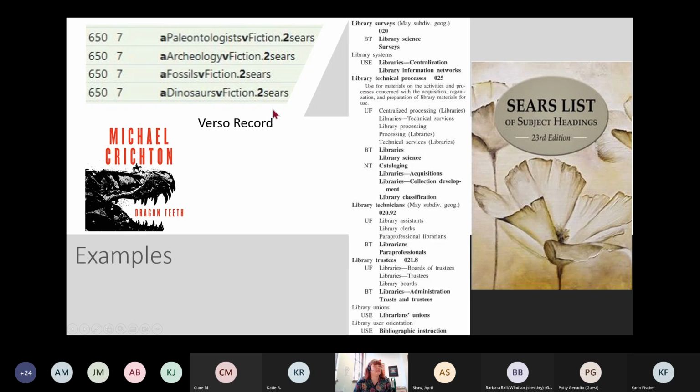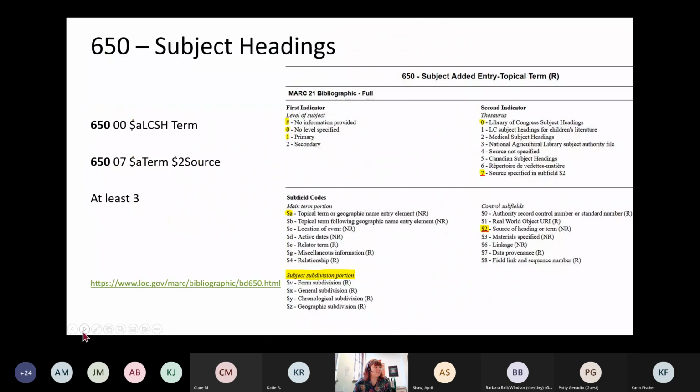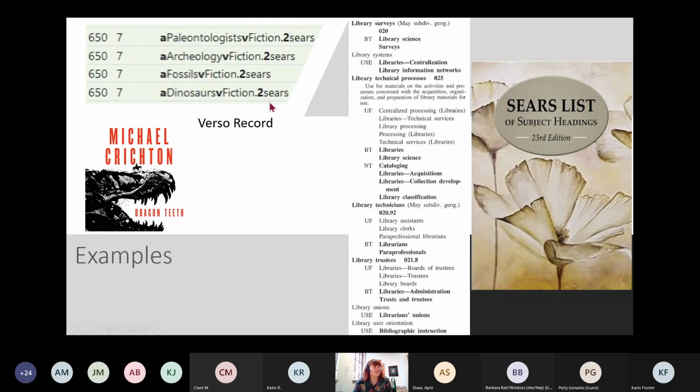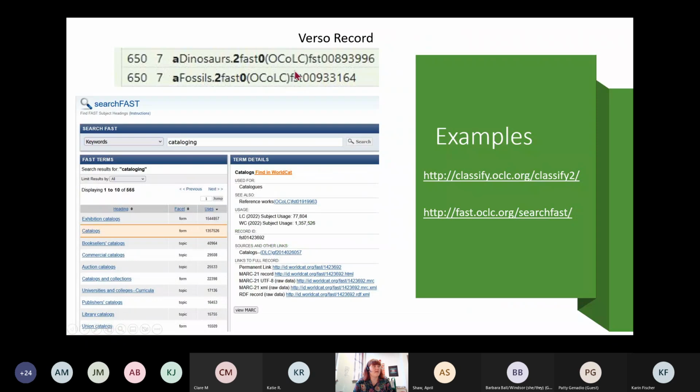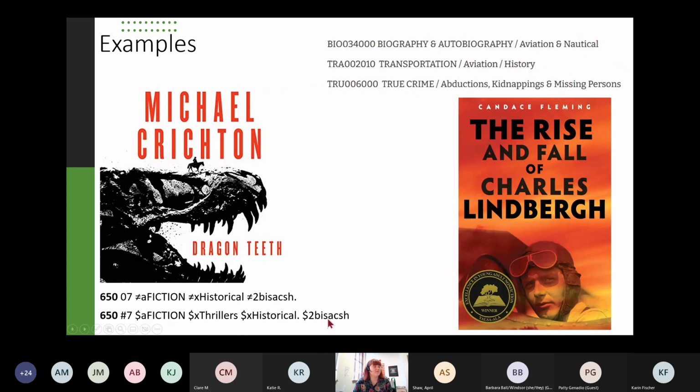Here's an example of the Sears terms for nonfiction. Once again, this is how it appears in Verso. So you may have noticed that with some of these examples, I'll flip back for a minute, there's a subfield two in the 650 field that notates what the controlled vocabulary is: FST for FAST, BISAC, SH, subject headings.